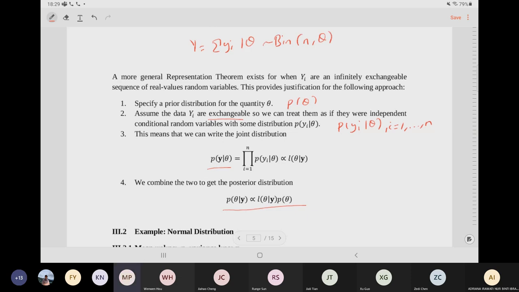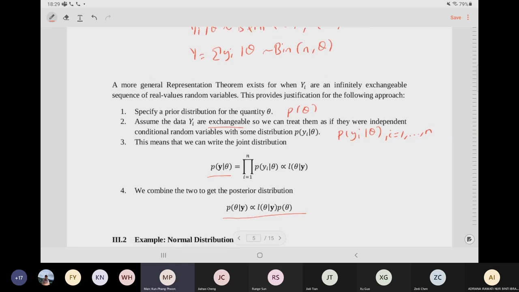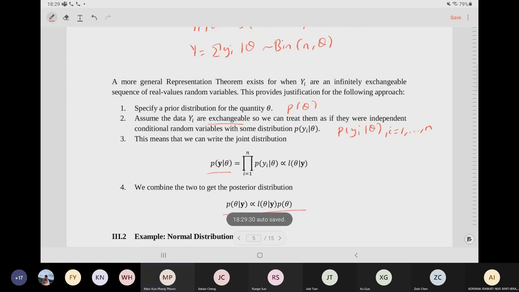Prof, I have a question. Yep. From last week, we defined the likelihood to be equal to the joint distribution conditional on theta. No, it's actually proportional. If you look at the last week's lecture, it's always proportional. It's not equal.